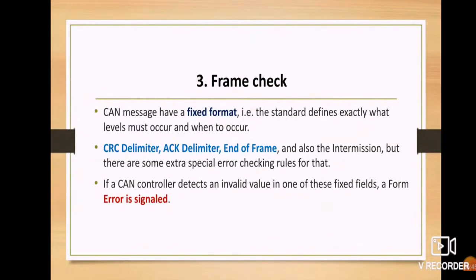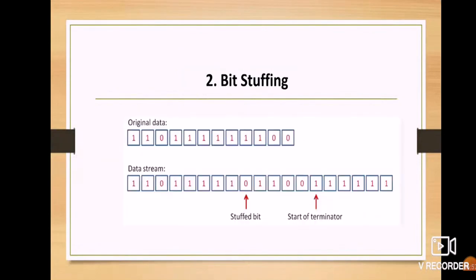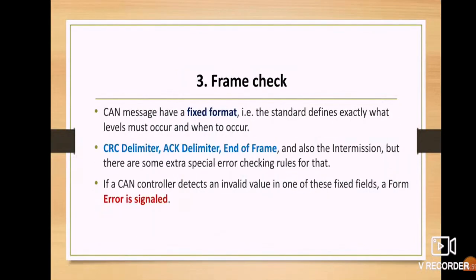Next will be the frame check. As we mentioned here, bit monitoring is done, then bit stuffing, then we go to the frame check. These three come under the message level, whereas the bit level has been done. The CAN message has a fixed format. Yes, of course, we have been watching from the beginning that CAN has a set of standards and it has to follow the fixed format. The standard defines what levels must occur and when. This is the sequence that has to happen, and that is what the CAN protocol deals with.